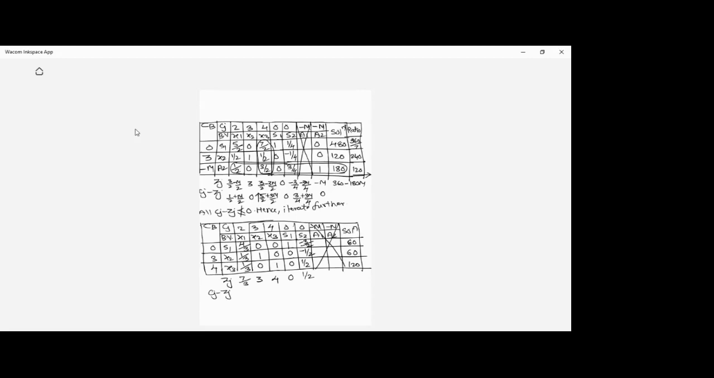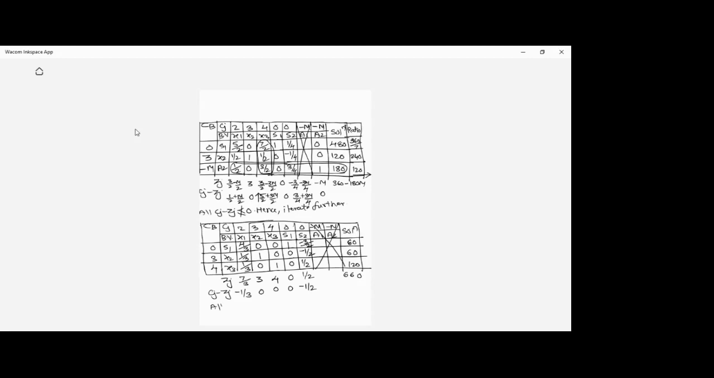Here it will be 180, that is 3 into 60, that is 180. 180 plus 480 comes out to be 660. So Cj minus Zj, that is 2 minus 7 by 3, comes out to be minus 1 by 3. 3 minus 3 comes out to be 0. 4 minus 4 comes out to be 0. 0 minus 0 comes out to be 0. And 0 minus 1 by 2 comes out to be minus 1 by 2.